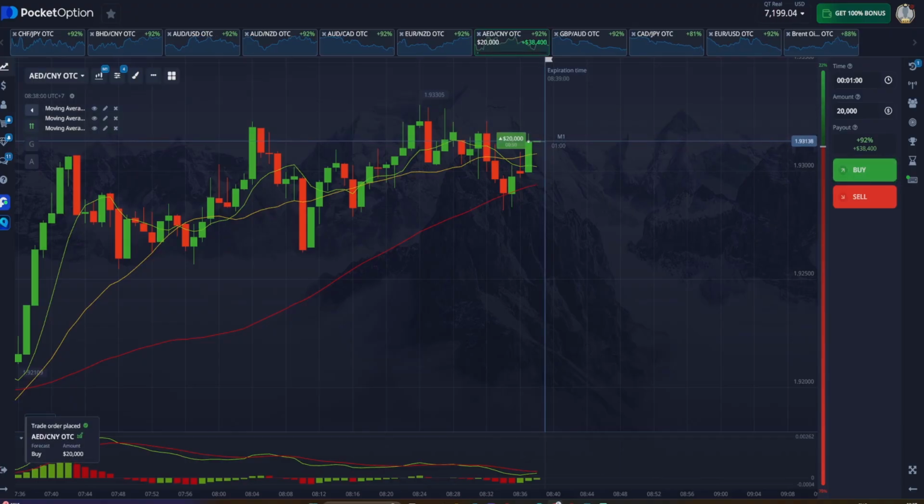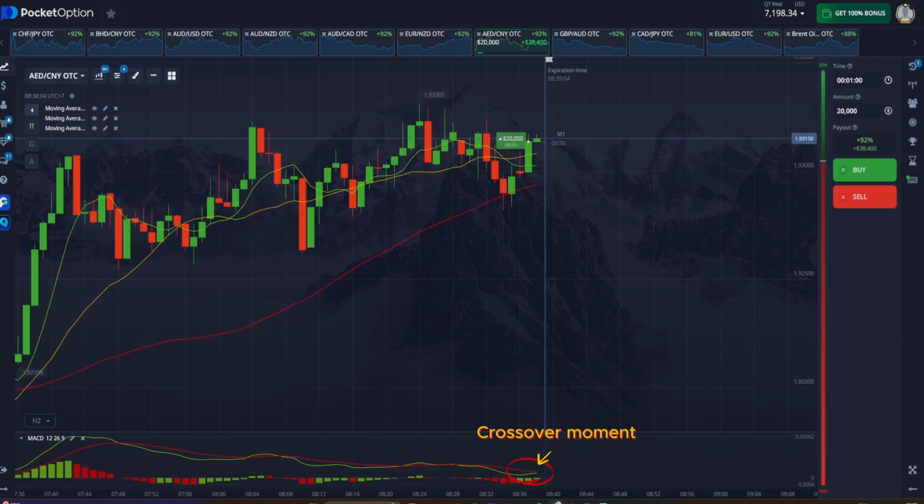Alright, I entered a buy position because on the MACD indicator, the green line crossed above the yellow line from below. This signal indicates a momentum shift from bearish to bullish, which is often followed by a gradual upward price movement. This crossover shows that buyers are starting to dominate the market, pushing the price higher.